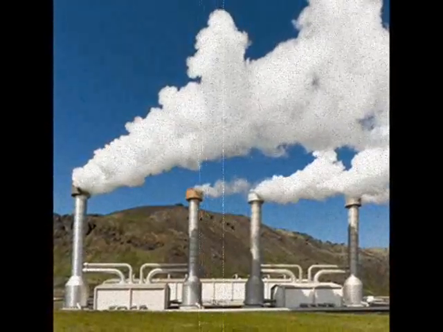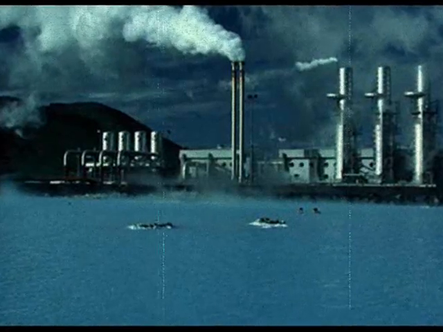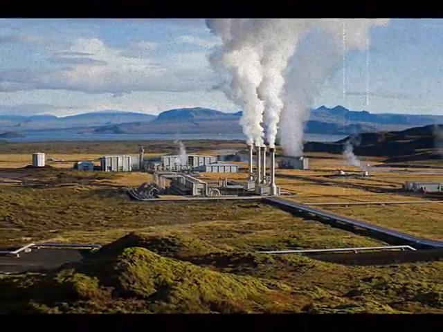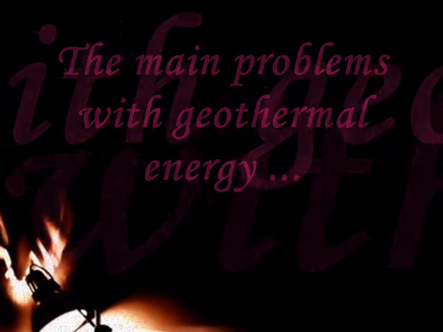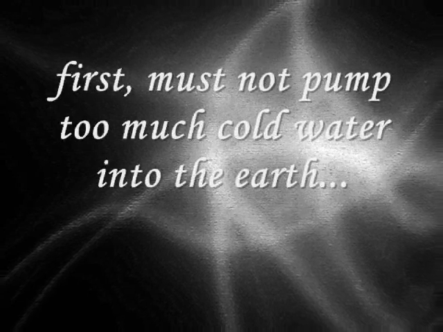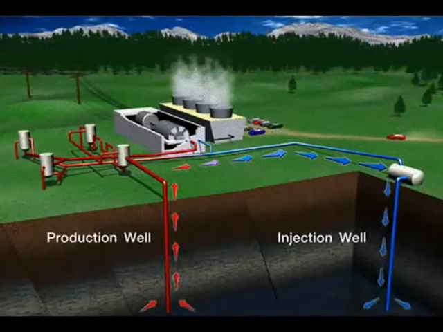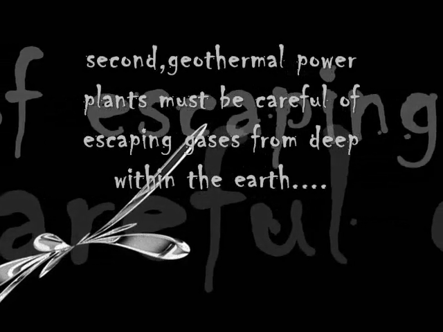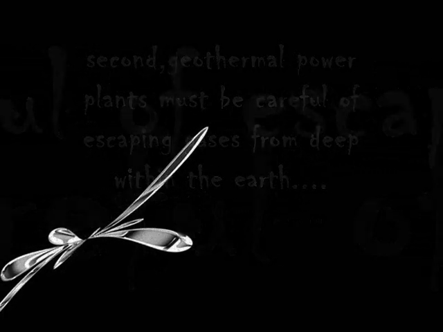We then pump cold water down a new pipe, which is heated by the earth and then sent back up the first pipe to repeat the process. The main problems with geothermal energy are, firstly, you must not pump too much cold water into the earth, as this could cool the rocks too much, resulting in your geothermal heat source cooling down. Secondly, geothermal power plants must be careful of escaping gases from deep within the earth.